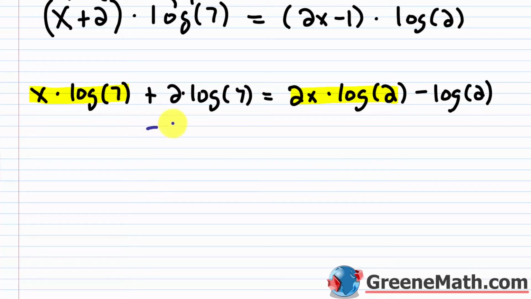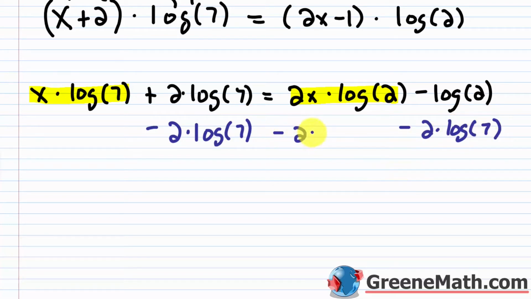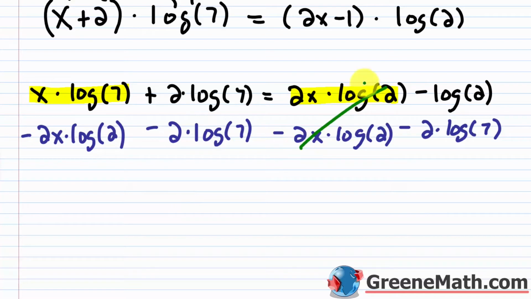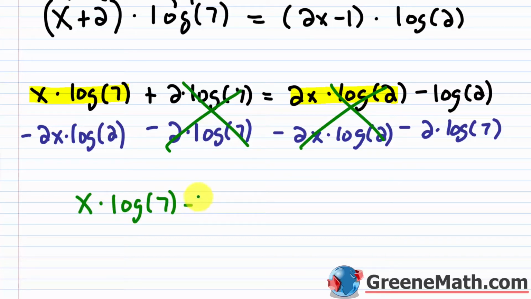So what I'm going to do is subtract 2 times log of 7 away from each side of the equation. And I'm going to subtract 2x times log of 2 away from each side of the equation. So let me do that over here. So minus 2x times log of 2. Okay, and so this guy's going to cancel. And this guy's going to cancel. And what do I have? Well, my new left side is going to be x times log of 7 minus 2x times log of 2.